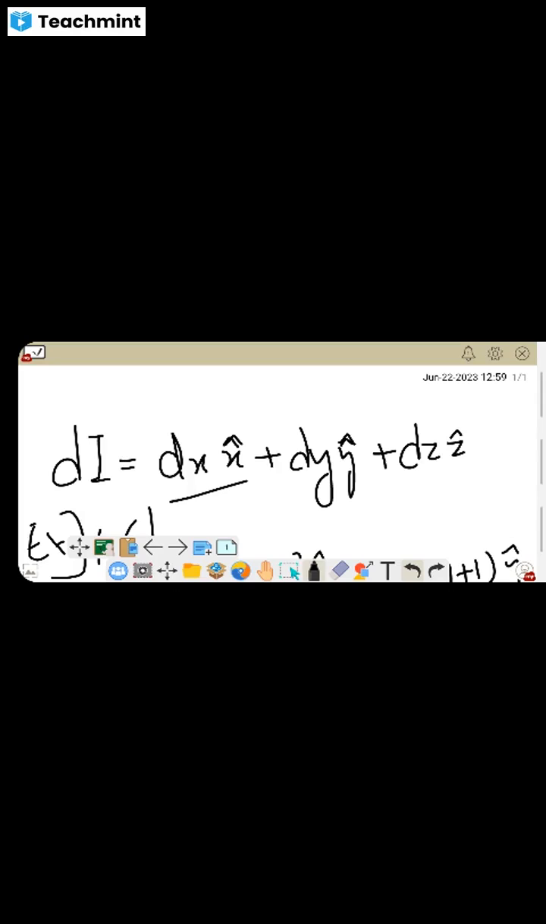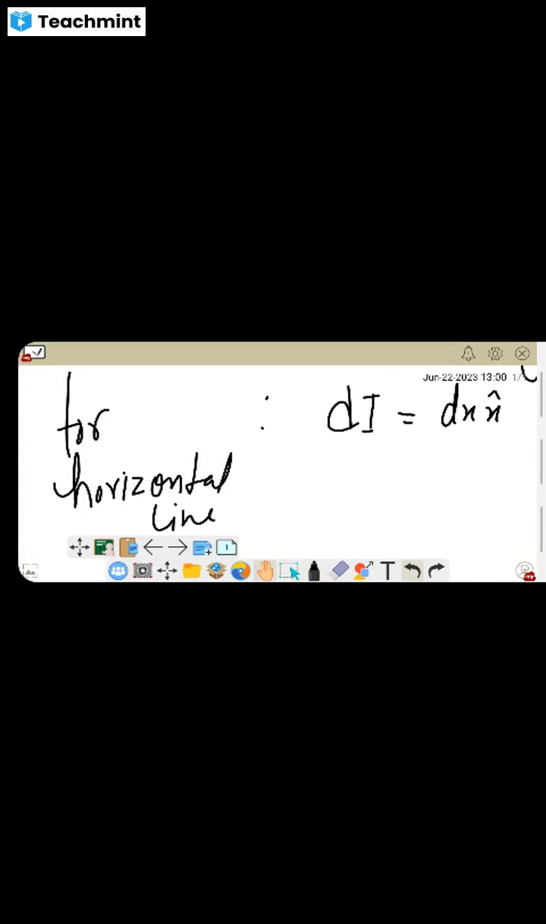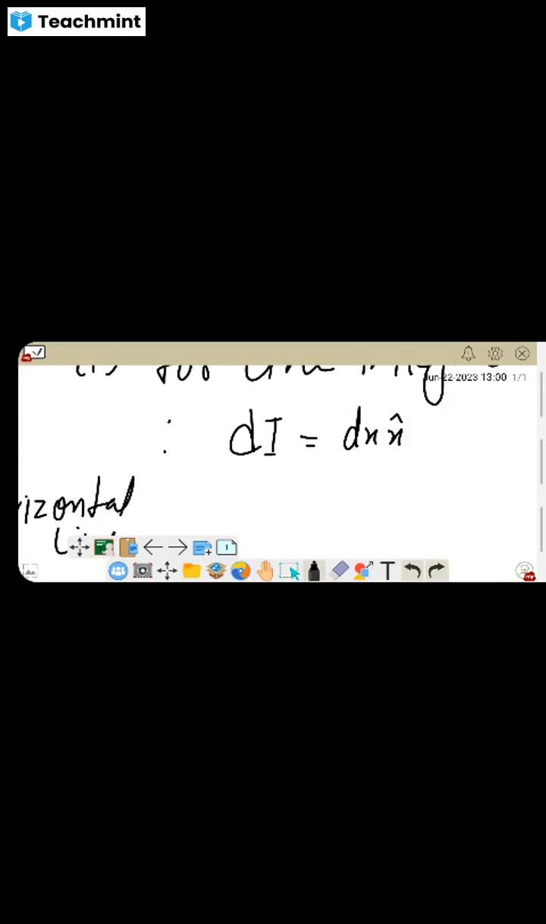For the line integral along the horizontal line, we are using this. So the first term, having x cap of the function.